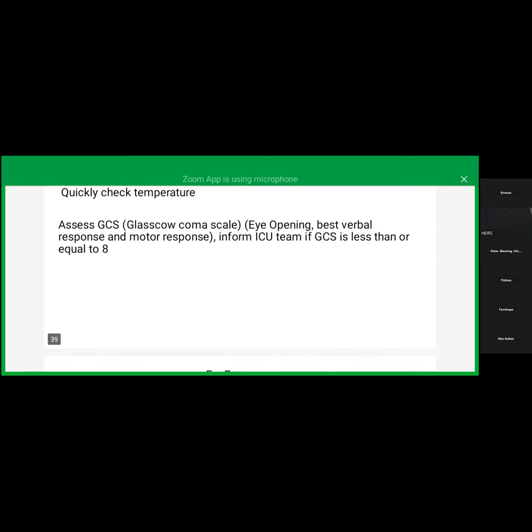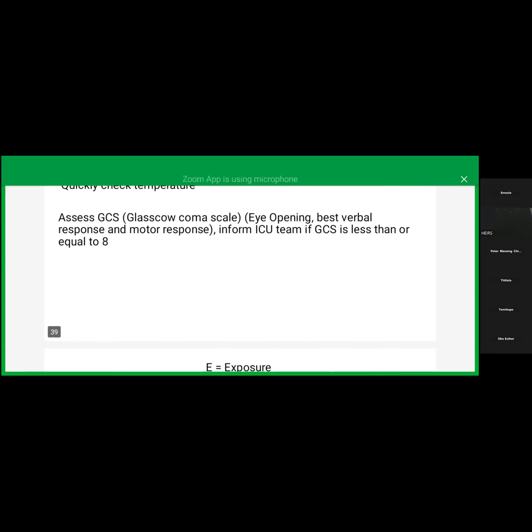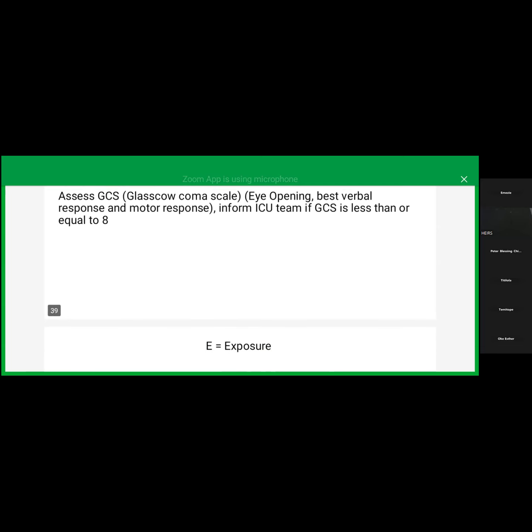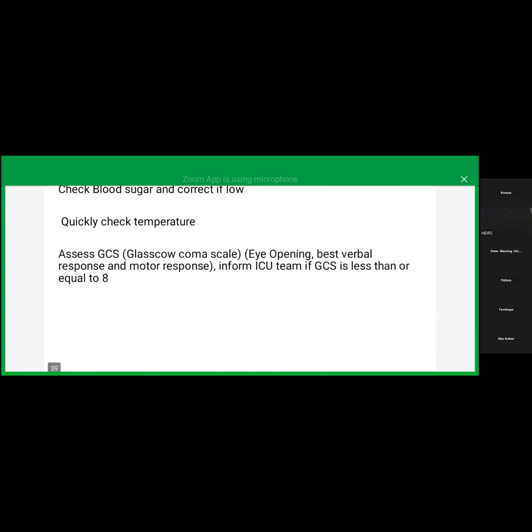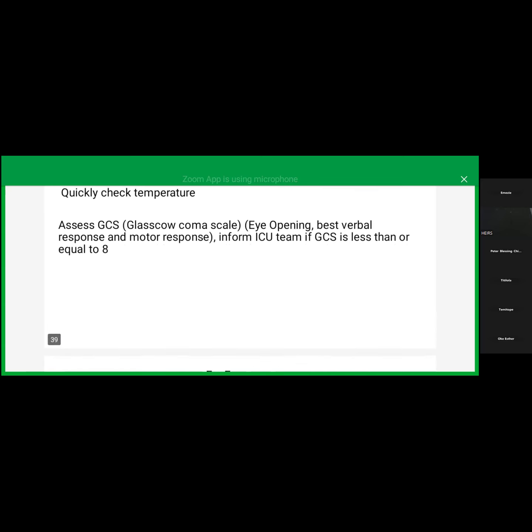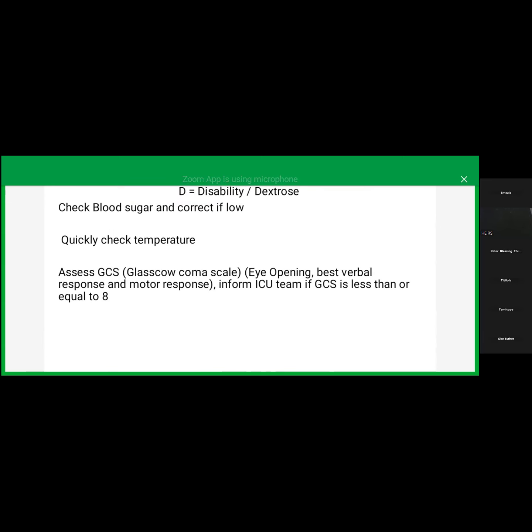The GCS is a little bit complex. I sent how to access GCS in the WhatsApp page, but I'm going to go over it. I'm just going to go back and explain it. So we'll do the glucose level, we check the temperature, we check the patient GCS.